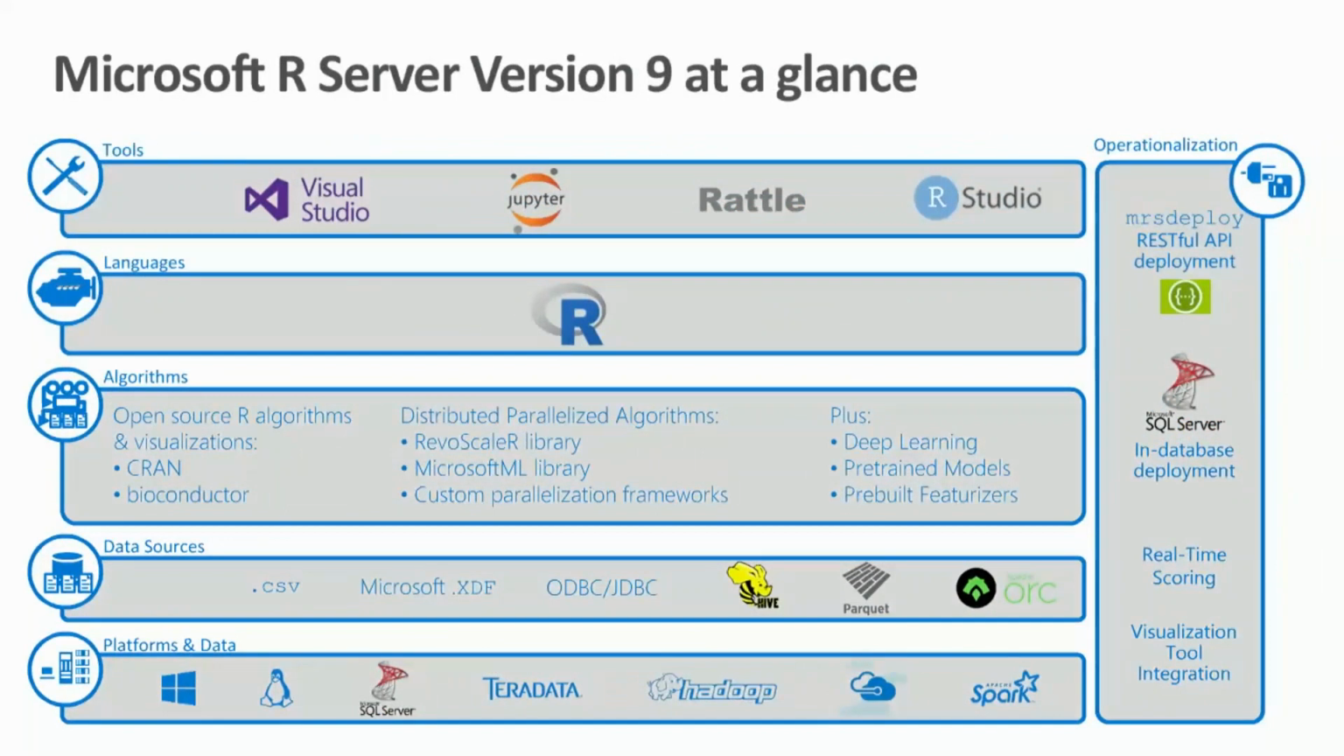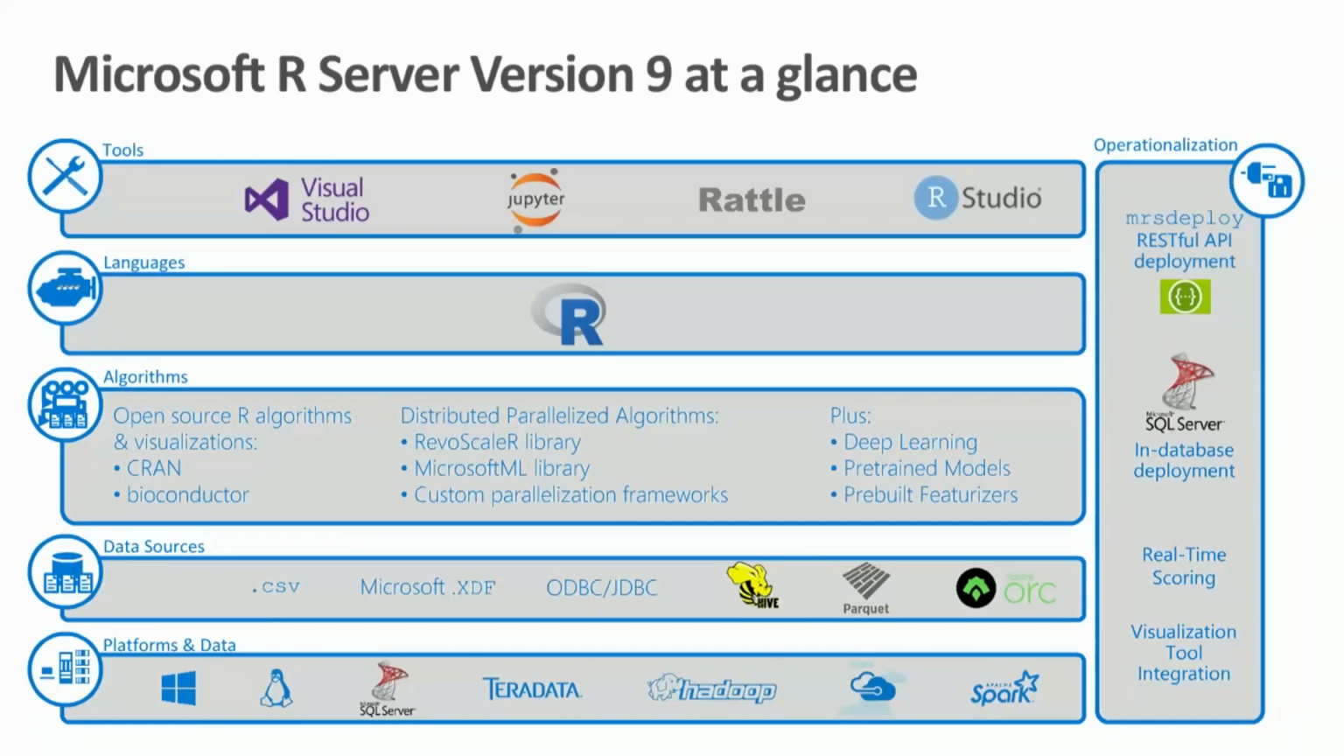So a high-level view of the platform itself. At the top, we have all of the tools that are supported. All the tools that work with open source R also work with Microsoft R Server. In addition to all the CRAN R packages supported, we have 2 new packages. These are proprietary, called RevoScaleR and Microsoft ML. And what these are is they include scalable, parallel, distributable implementations of common statistical and machine learning algorithms.